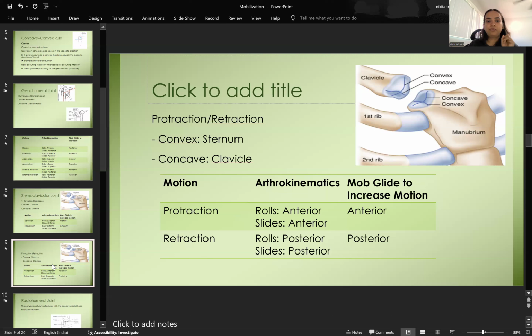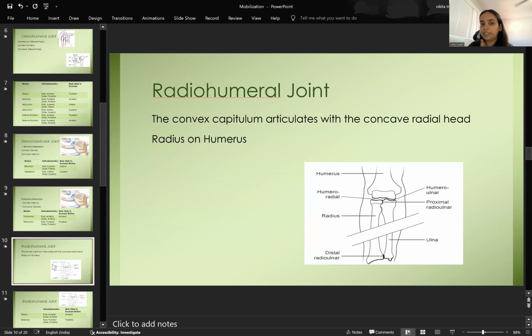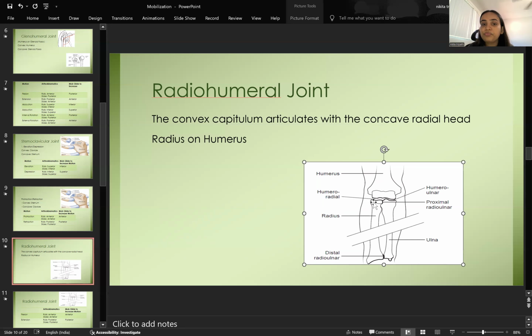Okay. So we talked about the glenohumeral joint and the sternoclavicular joint. The next is the radiohumeral joint. Radio means some part of the radius comes in contact with some part of the humerus. So which part? The convex capitulum articulates with the concave radial head.